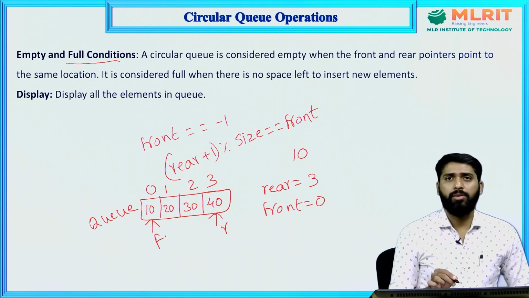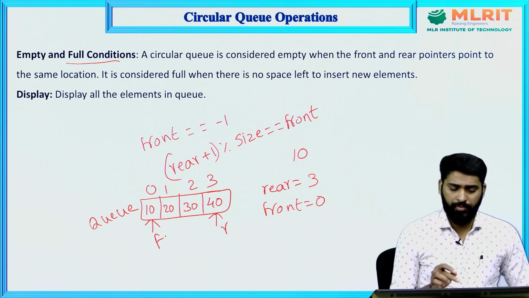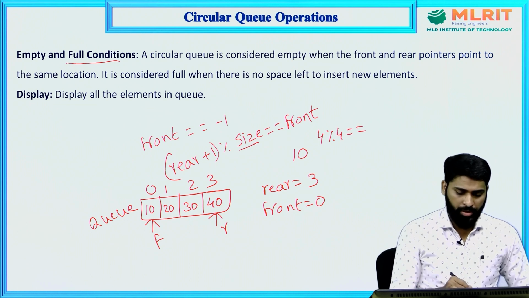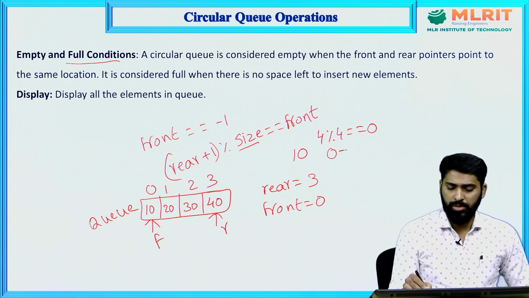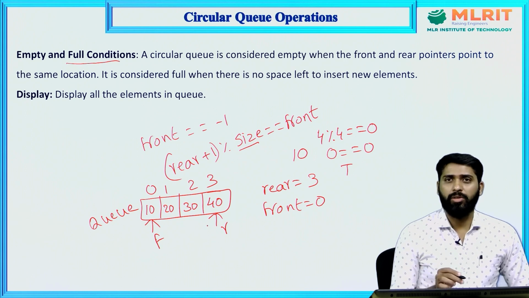Okay. So now the queue is full. How do we know that? Rear plus 1. What is rear plus 1? 3 plus 1, 4. Percentage size. What is the size here? 4 equals what is the front value? 0. So, 4 percentage 4? 0. 0 equals 0. True. Now, we display the message queue is full.